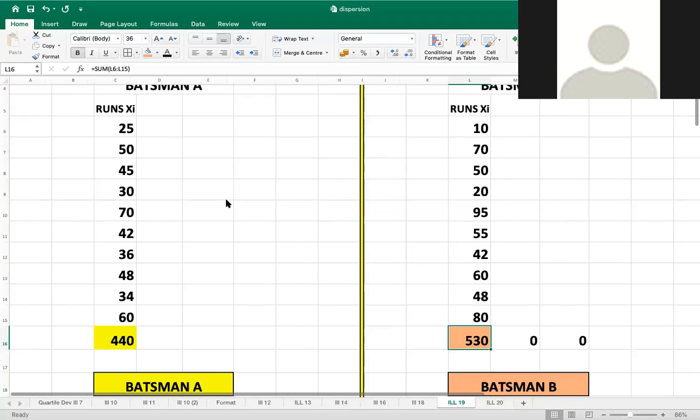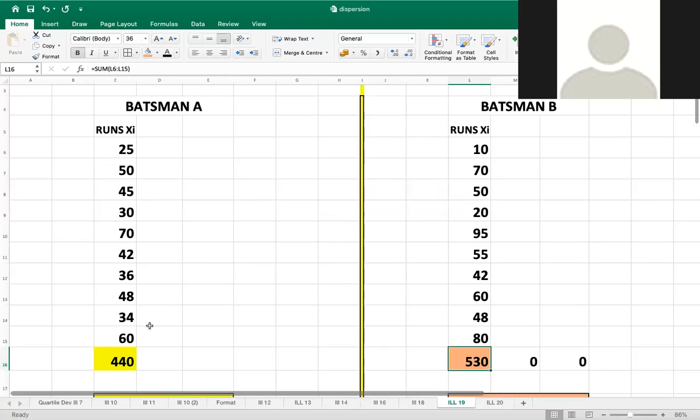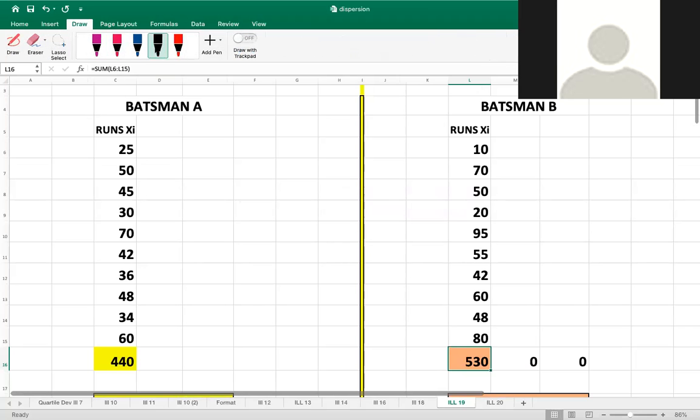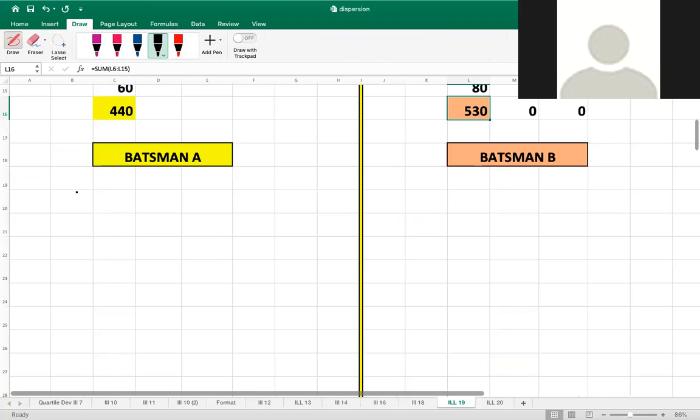Okay, now you write the data for A and B and do the totals. Now, what columns do we need to find the mean and standard deviation? So, first, let's write the formula and see. For batsman A and batsman B, I have divided it into two parts. On the next page or the same page, write batsman A, batsman B, and draw a line in the center.